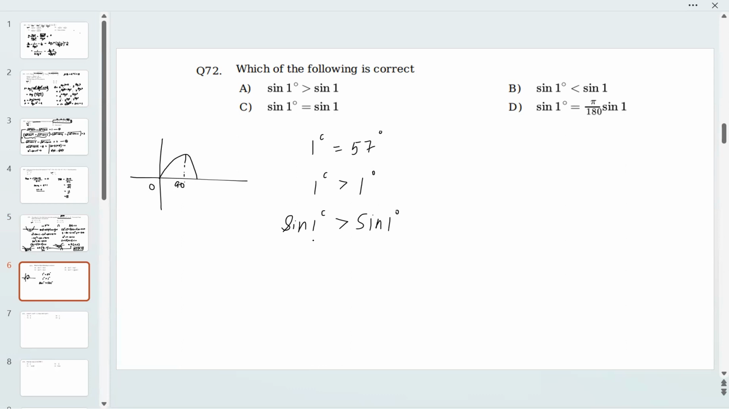So what is this option? This means sine of 1 degree is less than sine of 1 radian. So basically my answer is option B.